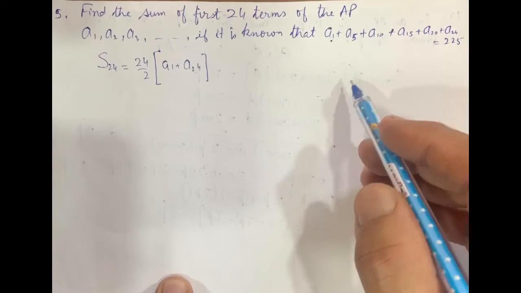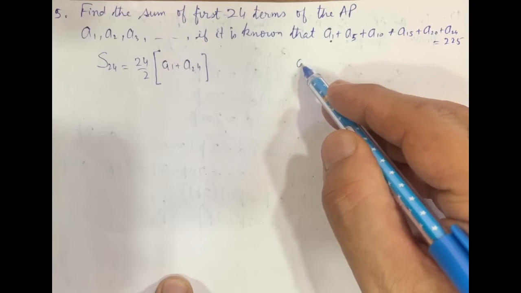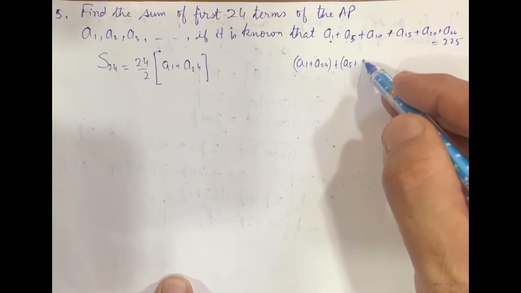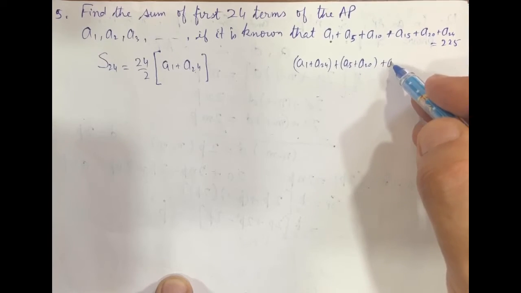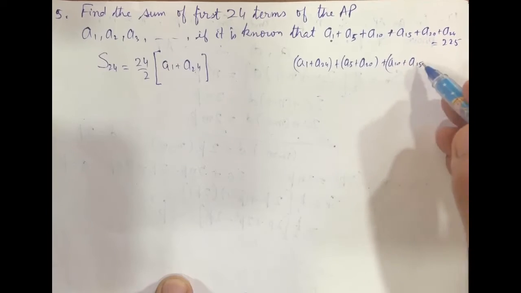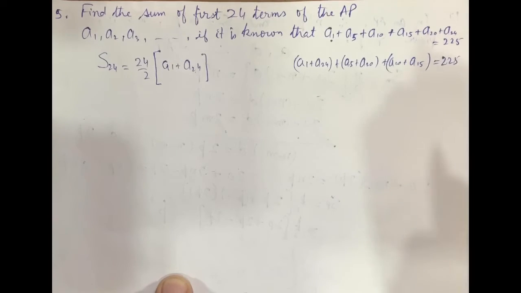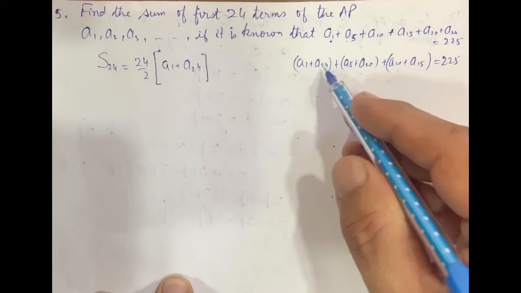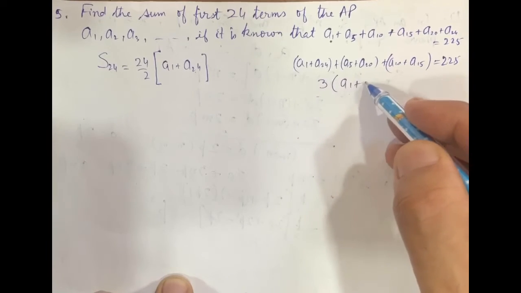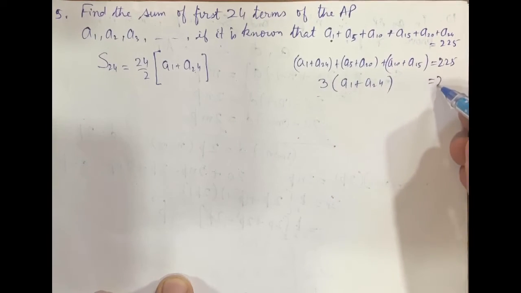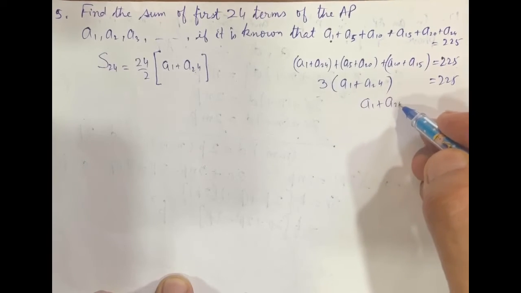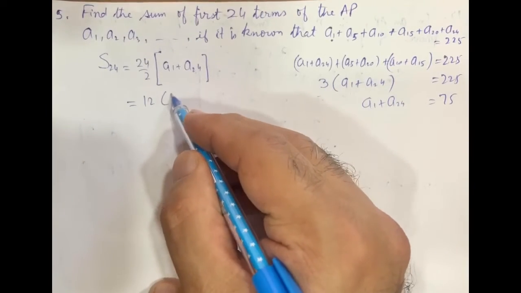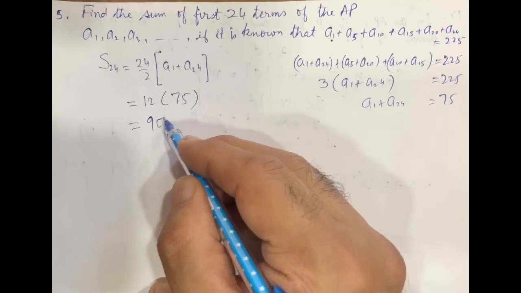They are always equal. So this can be written as A1 plus A24, plus A5 plus A20, plus A10 plus A15. This is equal to 225. Now this is the same as this, and this is also the same as this. So this is 3 times A1 plus A24, which is 225, or A1 plus A24 is 75. We substitute this value here. This is 12 into 75. This is 900. So 900 is the answer.